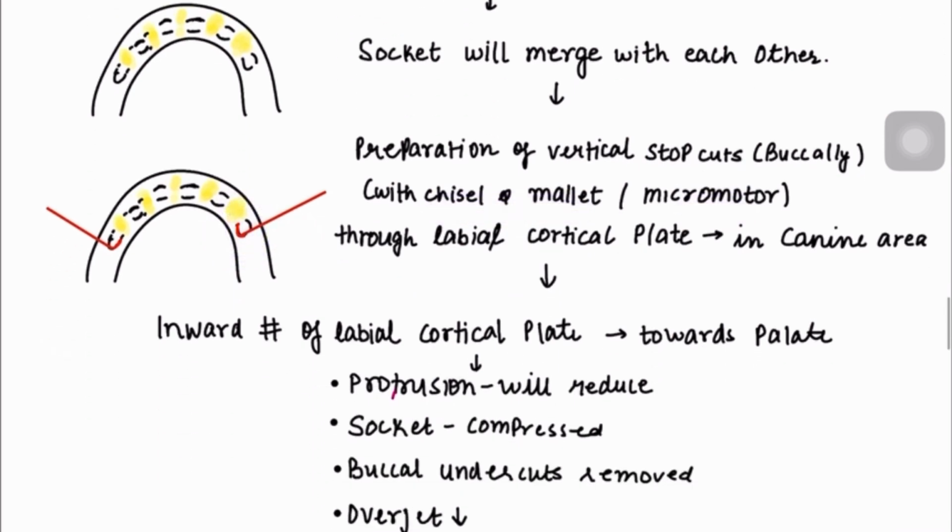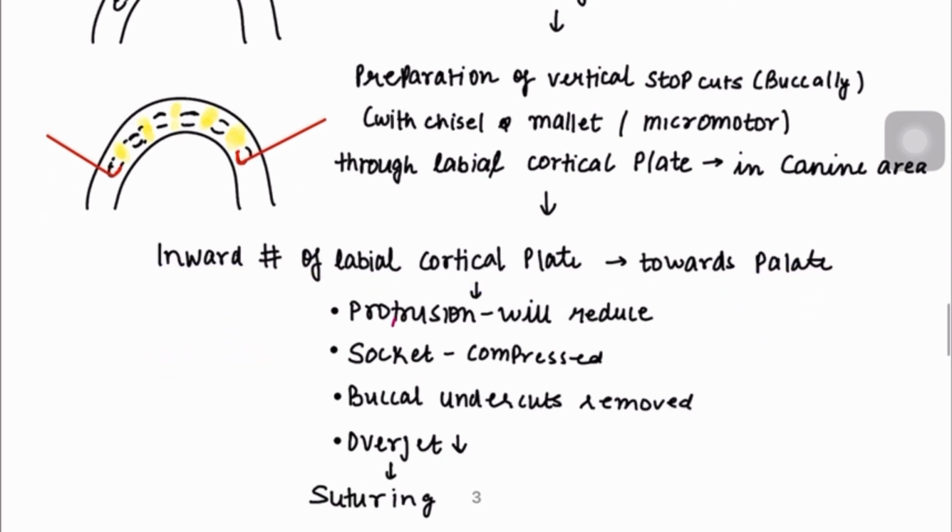Then inward fracture of the labial cortical plate is done towards the palate. What will happen with this? First of all, protrusion will reduce, the socket will become compressed, buccal undercuts will be removed and overjet will decrease. And finally, suturing is done.